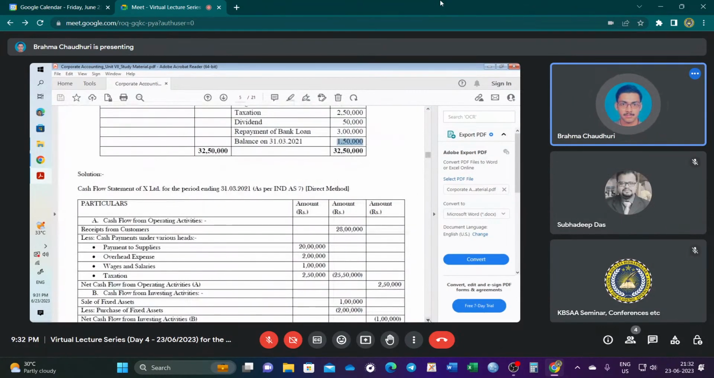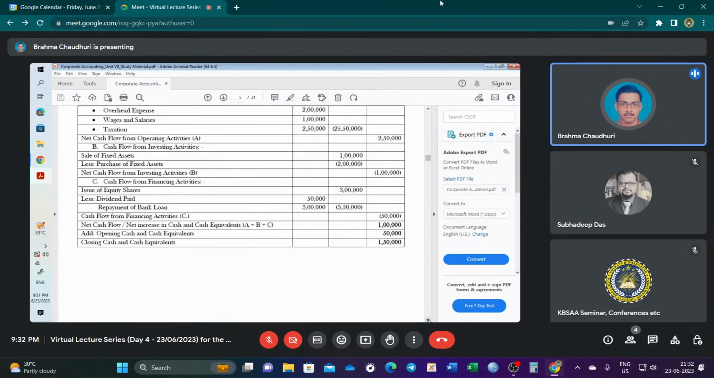But generally, in university level examinations or professional courses like CA, CS or CMA, these types of problems on cash flow statement, you will generally have to solve under the indirect method. So more important for the students is the indirect method, how we will solve the cash flow statement under the indirect method.